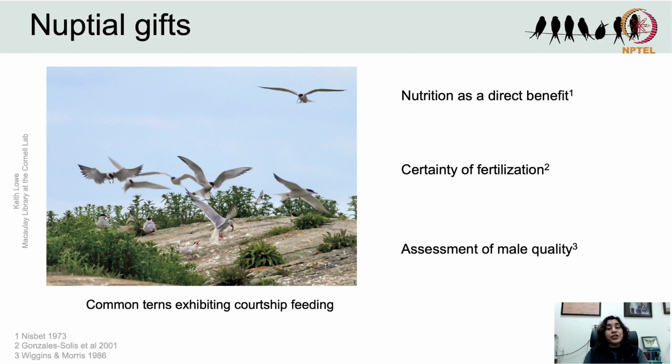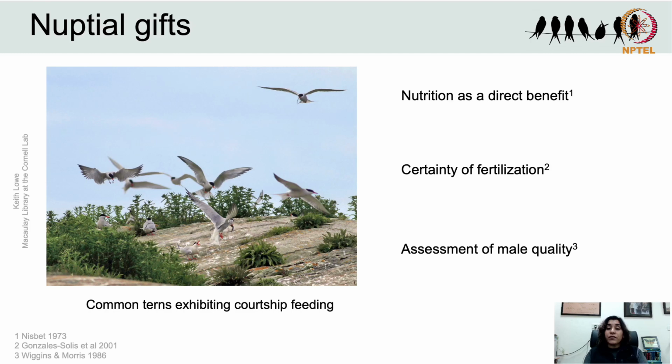Finally, it has also been proposed that courtship feeding could be a means of male quality assessment by the females. In common terms, it has been found that courtship feeding is correlated to the rate of chick feeding by males. Thereby, it is proposed that this could be an indicator of a better quality male who is capable of gathering sufficient resources for its offspring.